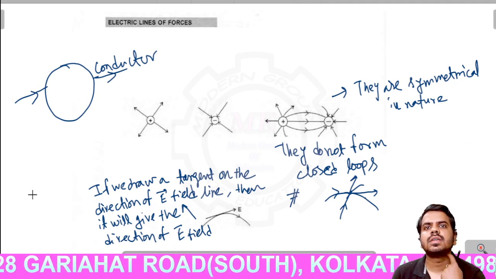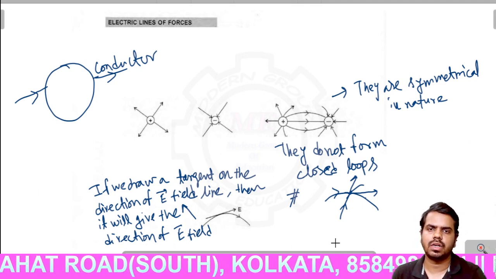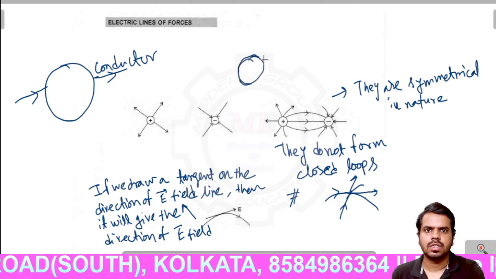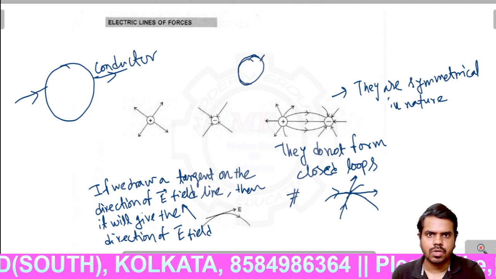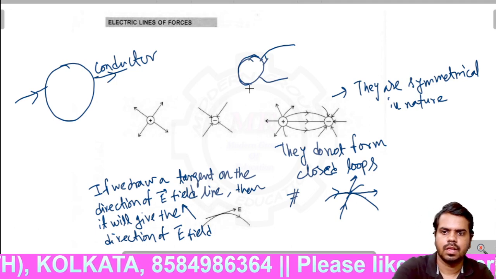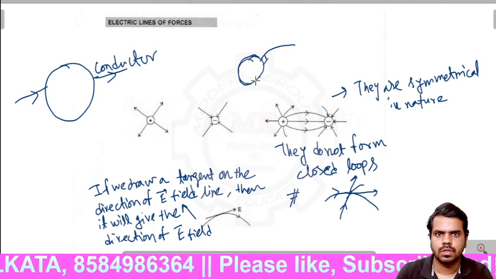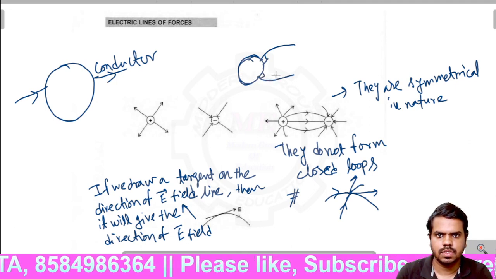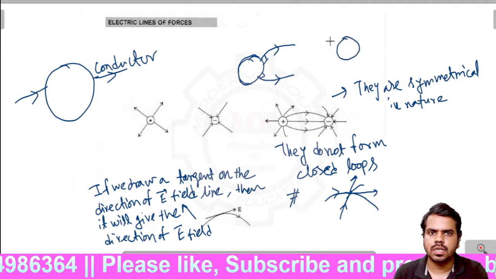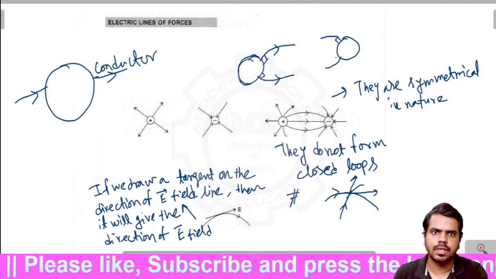Electric field lines always get into a charge at 90 degrees and emerge out perpendicularly from the surface of the charge. That means if this is the surface of the charge, then electric field lines always emerge out just like this. This angle is 90 degree. Okay, they also get into a negative charge with a 90 degree angle.